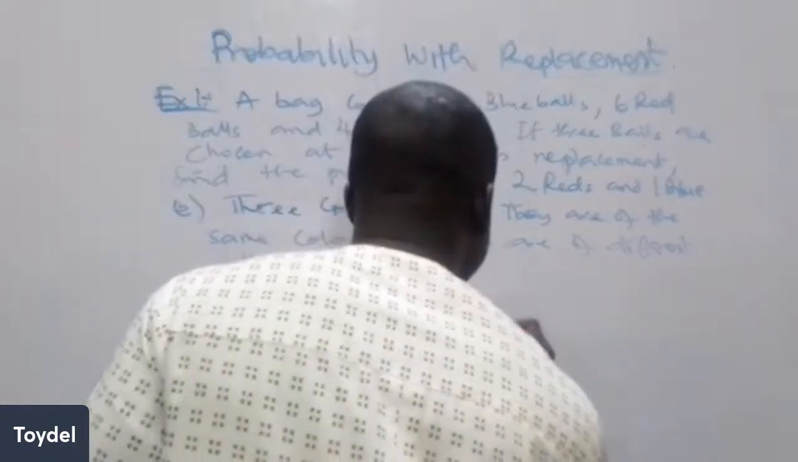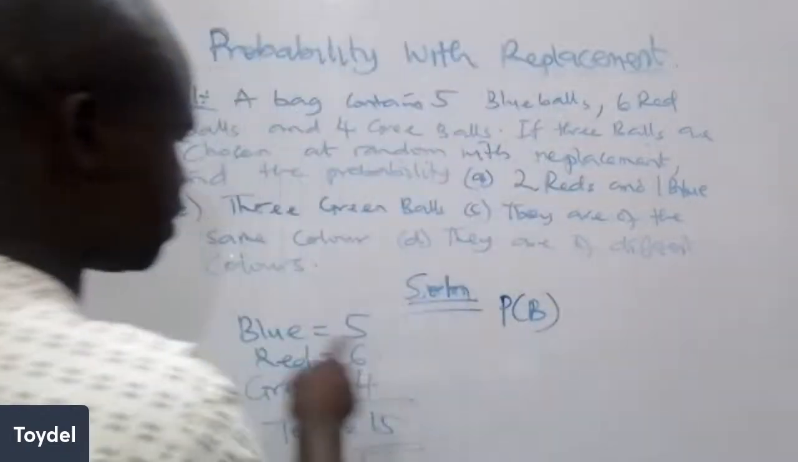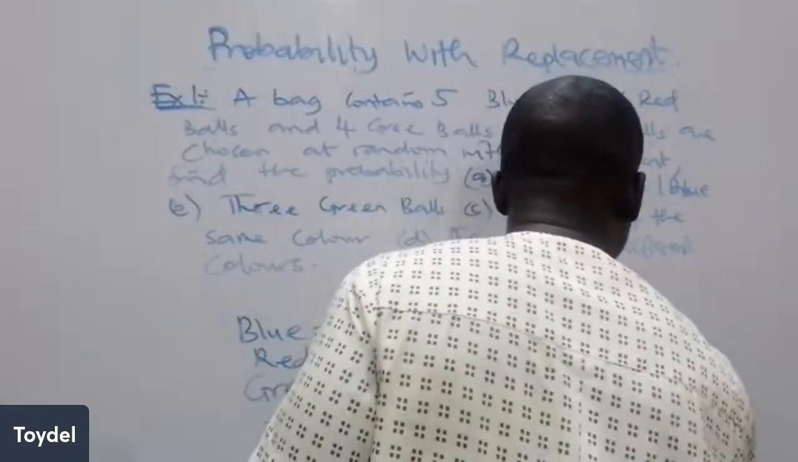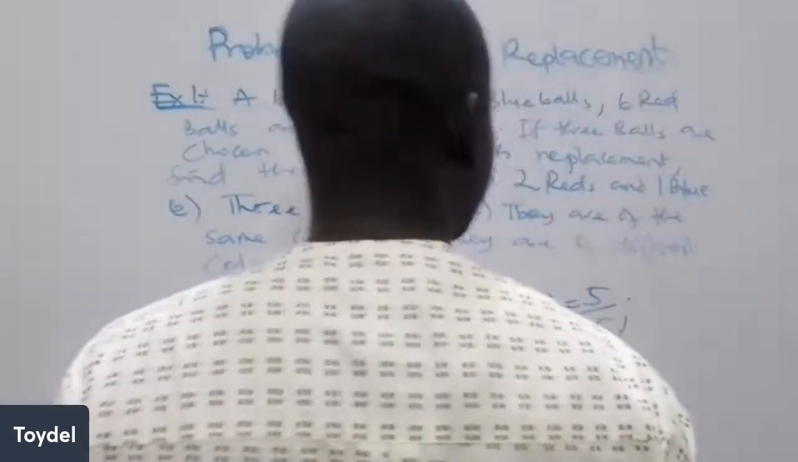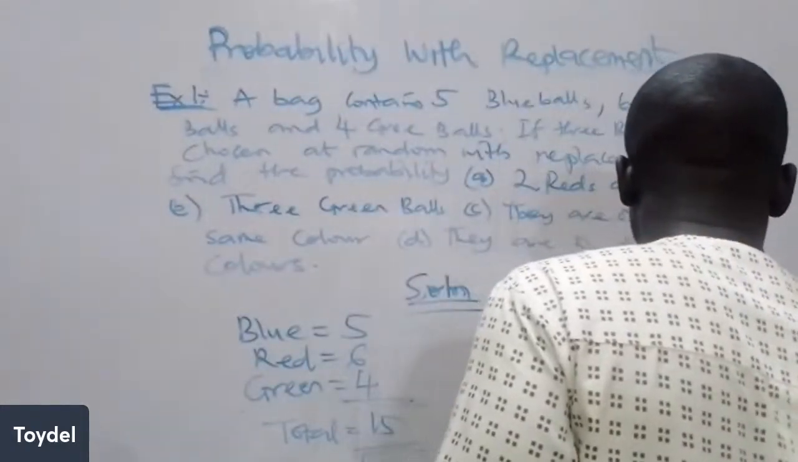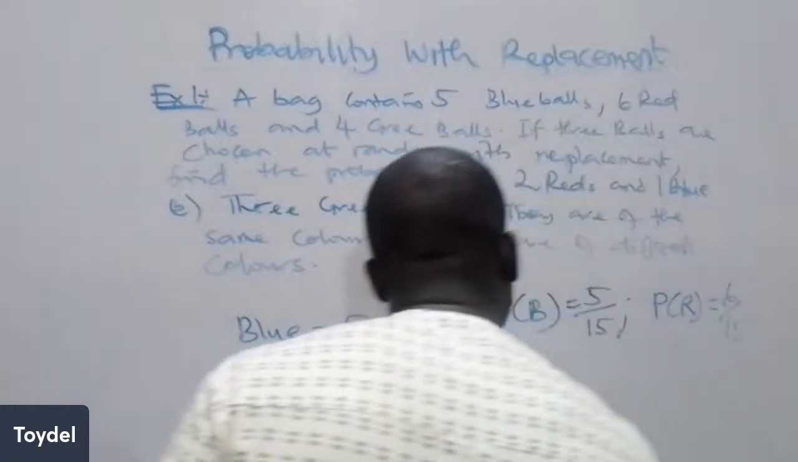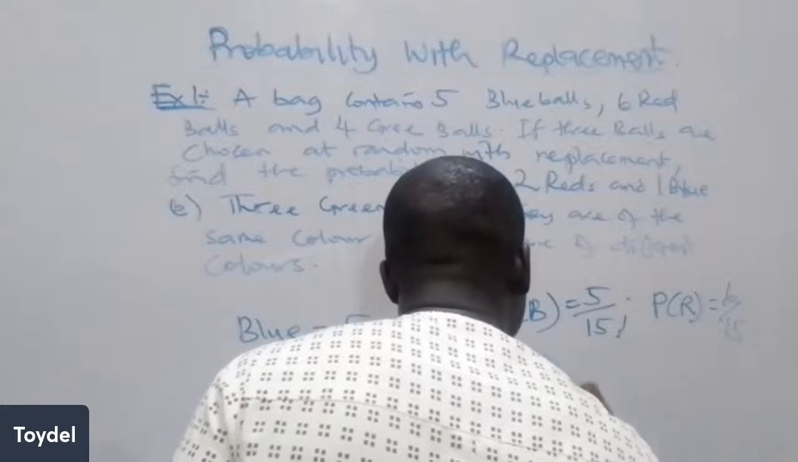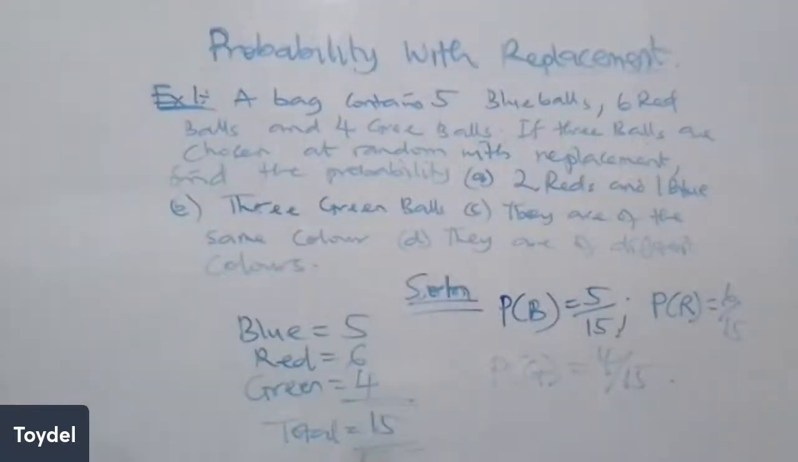We now find the probability. What is the probability of a blue ball? It will be the number of blue balls, 5, all over the total, 15. What is the probability of a red ball? The red balls will be 6 all over 15. Then what is the probability of a green ball? That will be 4 all over 15. So that's the first step towards solving this problem.